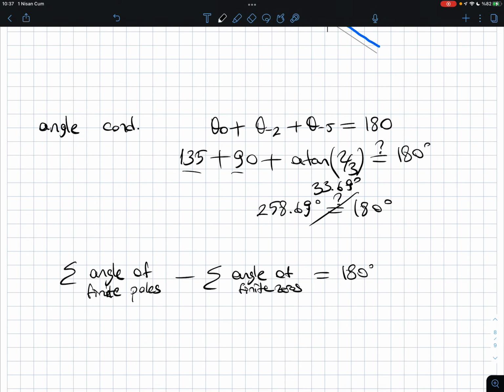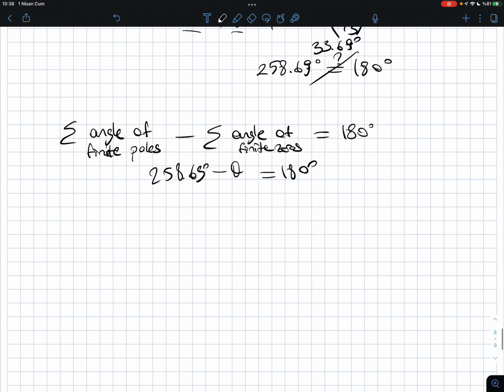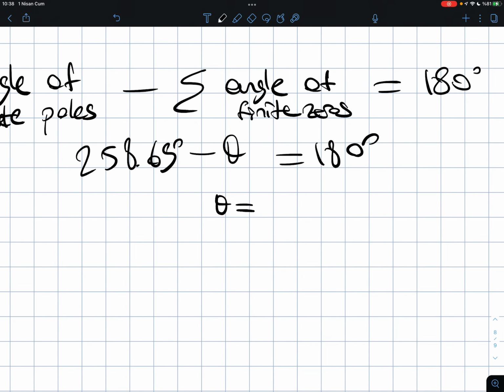Since we didn't have any zeros, we omitted the second part here, and we only used the sum of the angles of the poles. Now, since this is a greater value than 180 degrees, we need a negative effect on the angle condition in order to satisfy it. Once we've satisfied that, we can then come up with a controller. So basically what I'm trying to tell you here is that we need to add a zero to the system in order to have a negative theta. So we're looking for 69 should equal 180 degrees. Of course we can also directly calculate what the angle should be, and it should be 78.69 degrees.